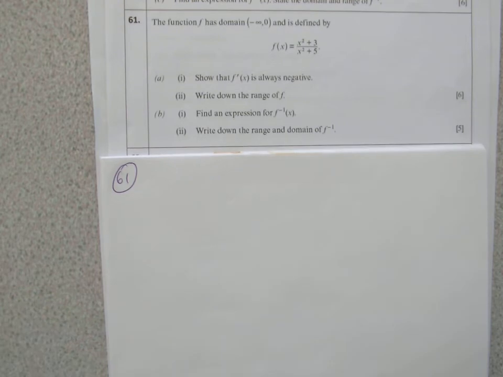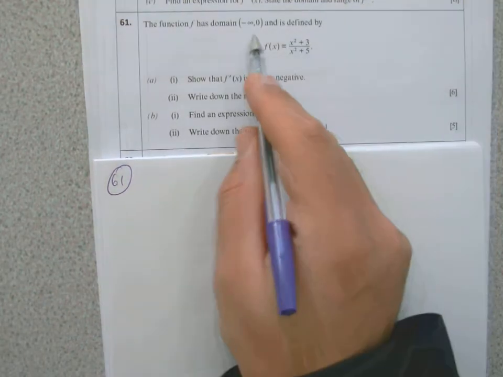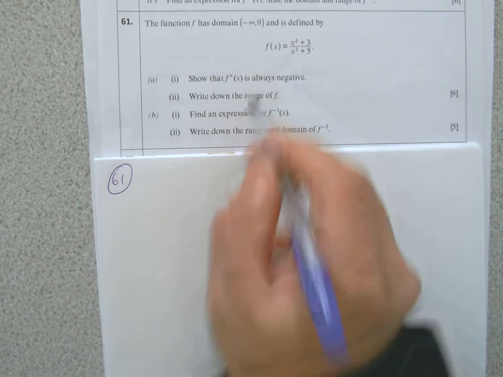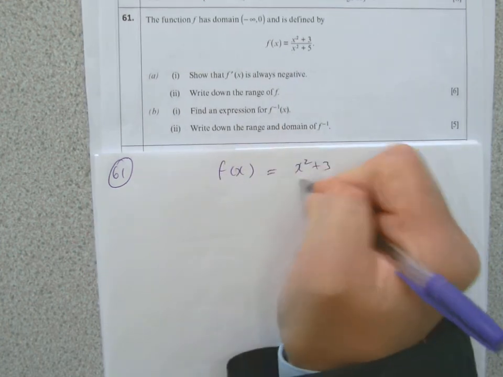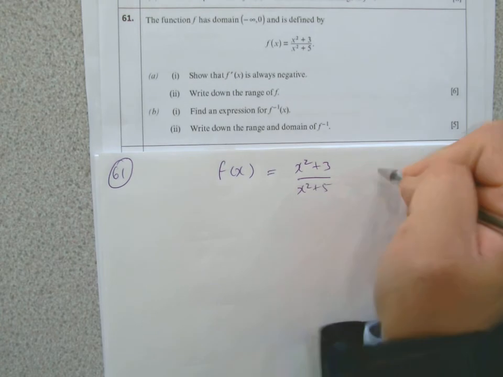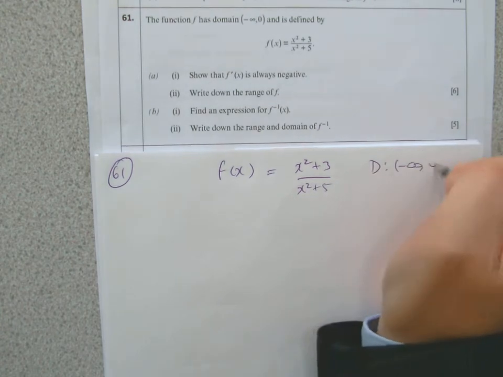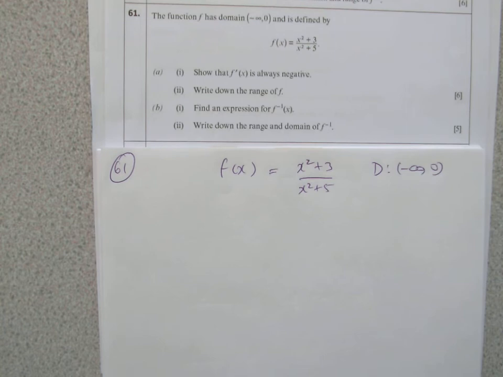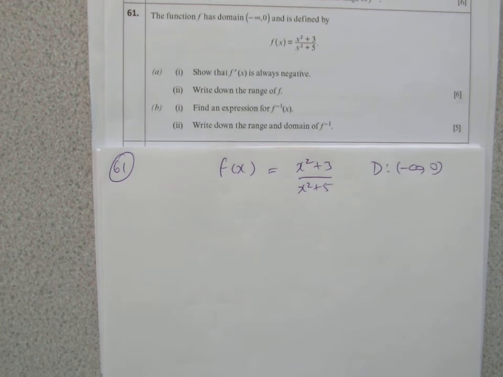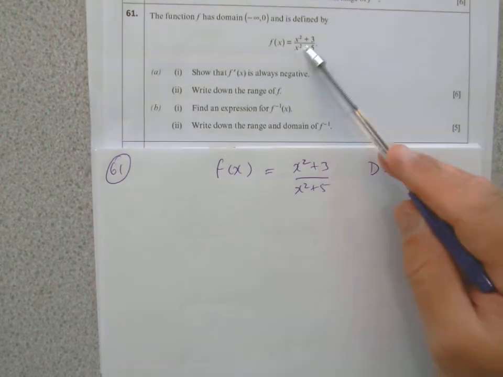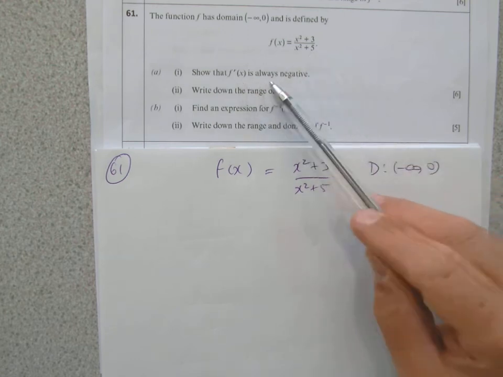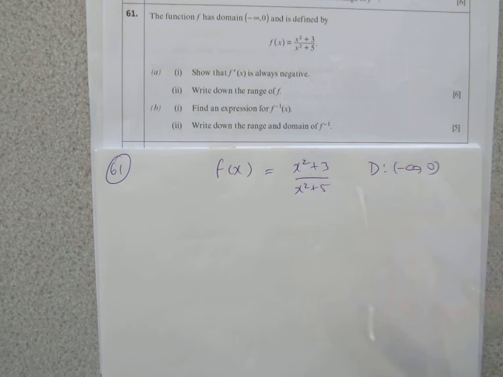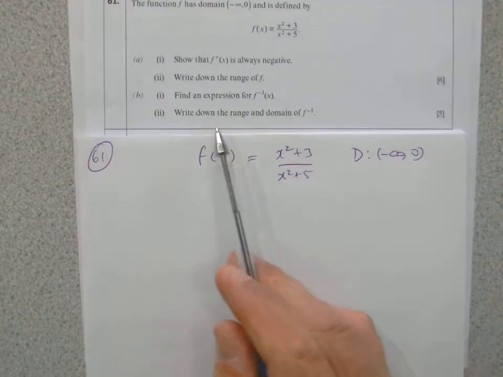Question 61. Function f has a negative domain, and it's defined by this. So, a little bit like the last one, they ask you in the first part to show that f dash of x is always negative. They're doing that because we don't know what this graph actually looks like, and showing this will help us to work out the range. So we come to that later. So show that f dash of x is negative.